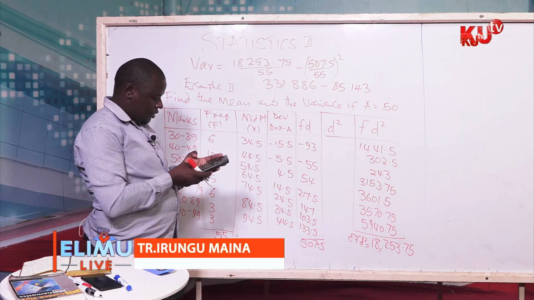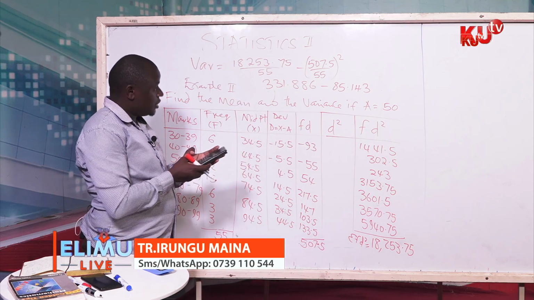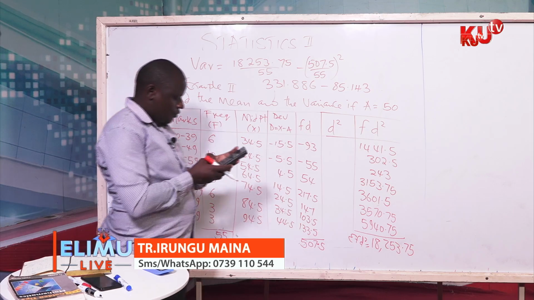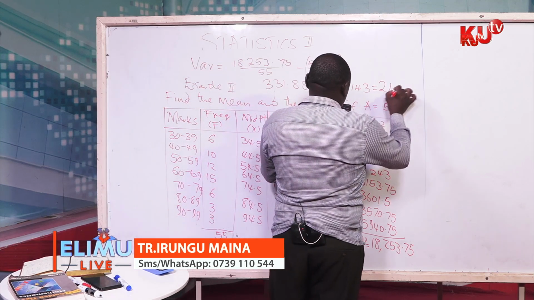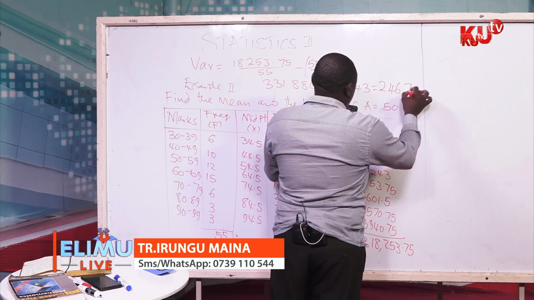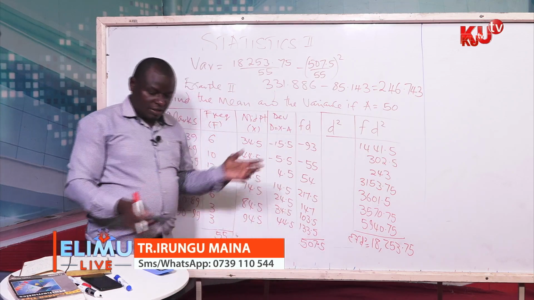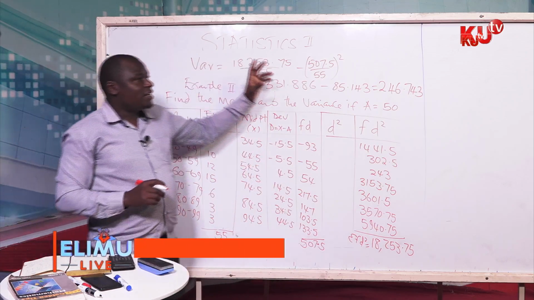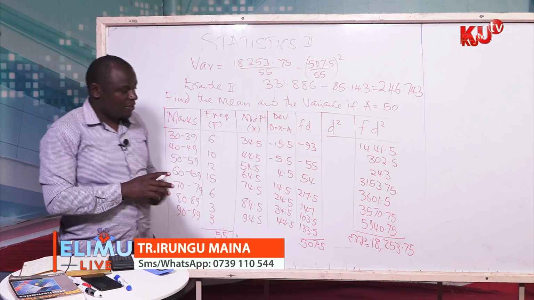So we are simply saying 331.886 less 85.143, and you end up with 246.743. This is your variance. As the word suggests, variance means varying from the mean.